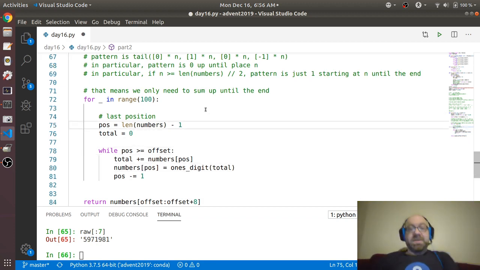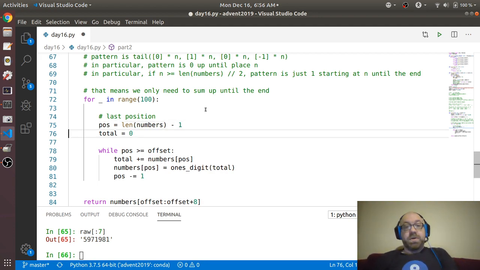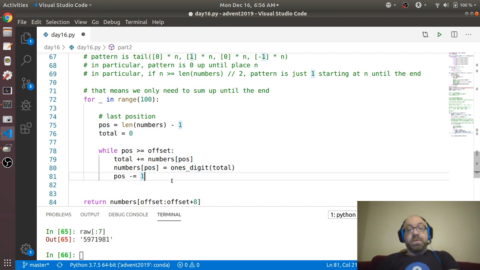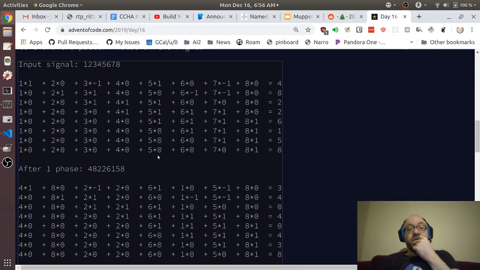So we start at the last position, which is length of numbers minus 1, total is 0, and I do a while loop while the position is bigger than the offset, which is where I want to get to, and I don't care about things to its left. I add that value to the total. Then I take the ones digit, and I can replace that value with the ones digit because I'm not going to need it anymore. I've already got it in my total, and I subtract 1. That's literally all that I need to do.